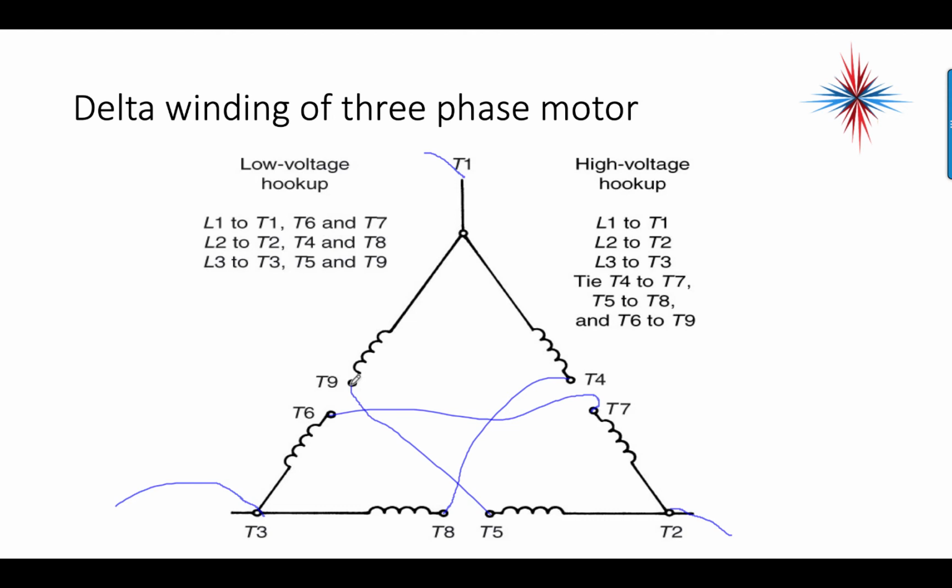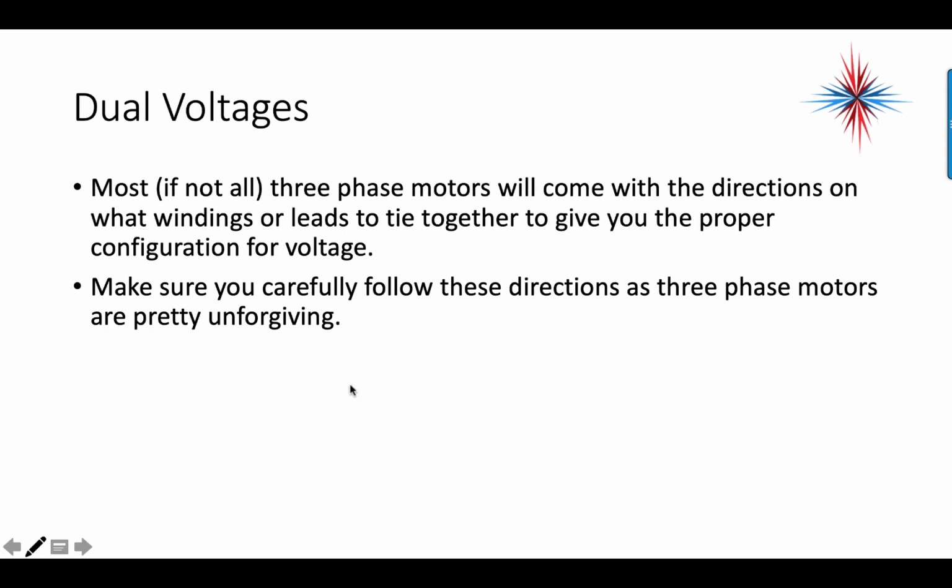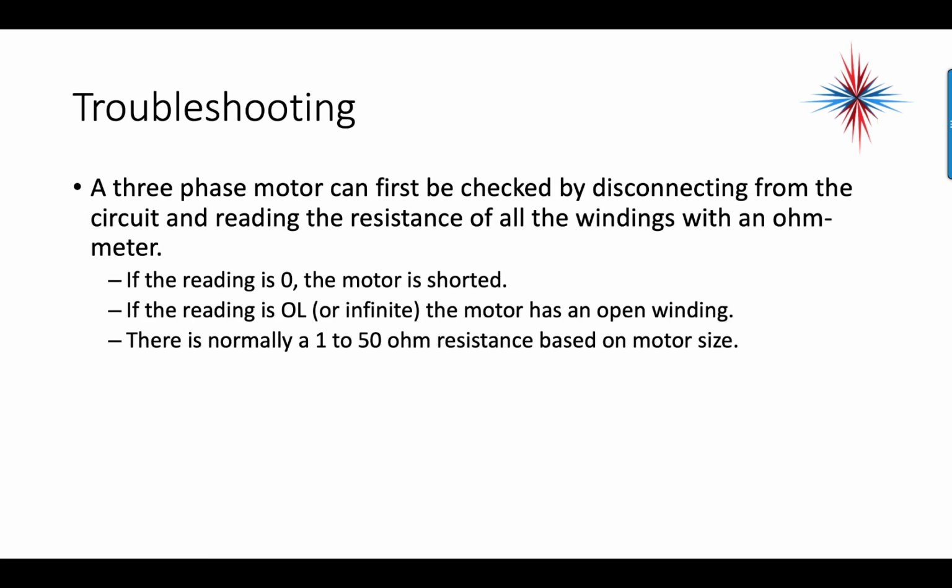And again, it's very important to read the labels, because your motor windings are not the same in every manufacturer. So read the labels on the motor. It's important. Most, if not all, three-phase motors will come with directions on what windings or leads to tie together to give you the proper configuration for voltage. Make sure you carefully follow these directions, as three-phase motors are pretty unforgiving. The voltage levels and the amperages will melt those windings fast if you don't have them configured correctly.